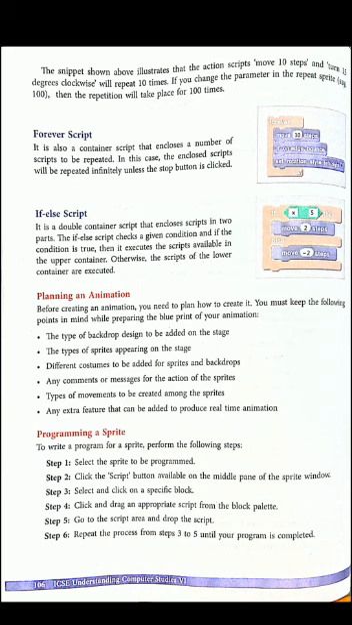Now, to write a program for a sprite, the steps are to be followed. Step 1, select the sprite to be programmed. Step 2, click the sprite button available in the middle pane of the sprite window. Select and click on a specific block. Click and drag an appropriate script from the block palette. Go to the script area and drop the script. Repeat the process from step 3 to 5 until the program is completed.